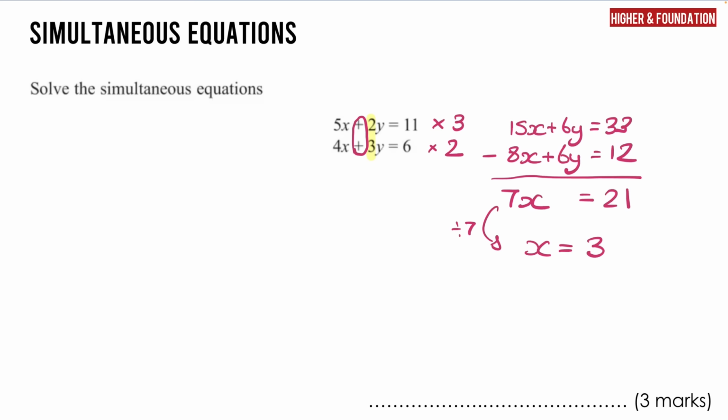Now I've got x is 3, I need to substitute it back into one of the equations. It doesn't matter which one. If there is a negative in the equation, I tend to try and avoid that one. But if we substitute it into the first one, we get 15 plus 2y is equal to 11.